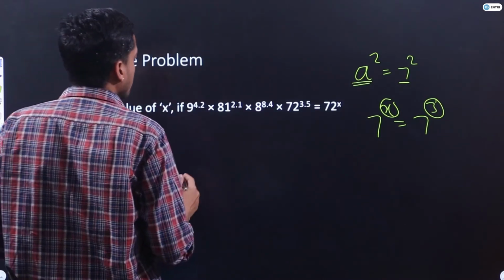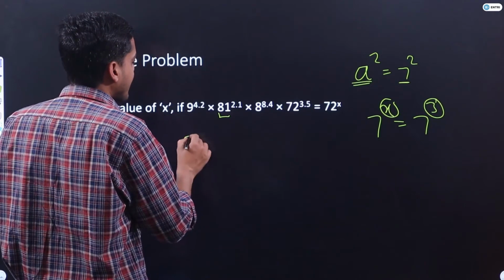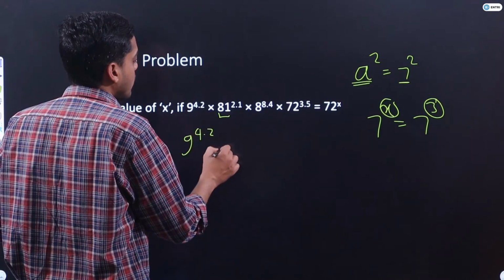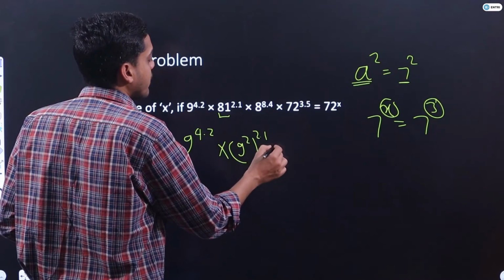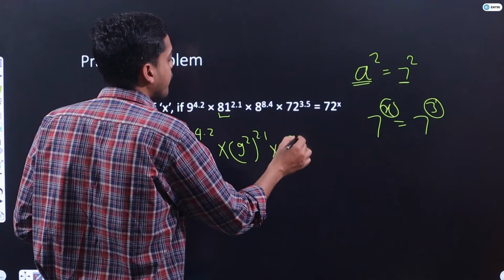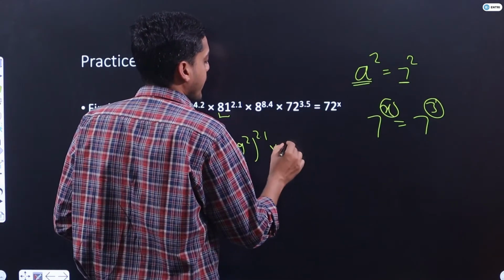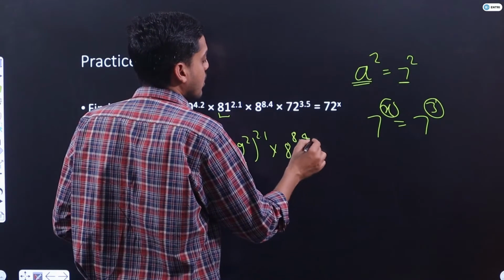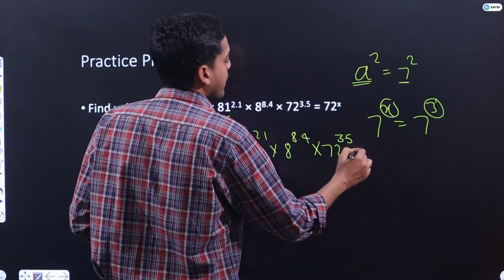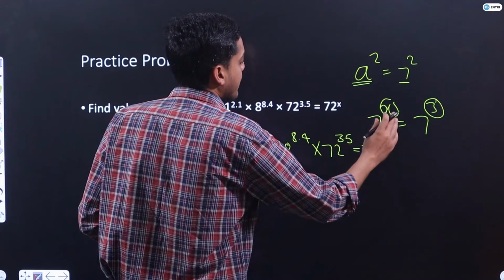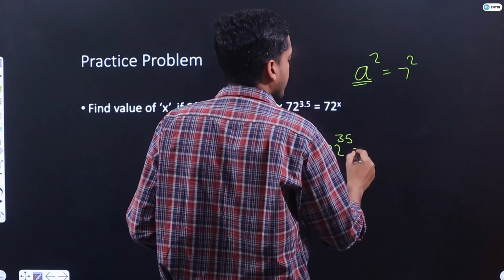Now, you will say that it is 81 is to the power 2.1. So can I write 9 is to the power 4.2 into 81 as nothing but 9 square is to the power 2.1 into 8 is to the power 8.4, 8.4 it was, into 72 is to the power 3.5 is equal to 72 is to the power x, that's it.